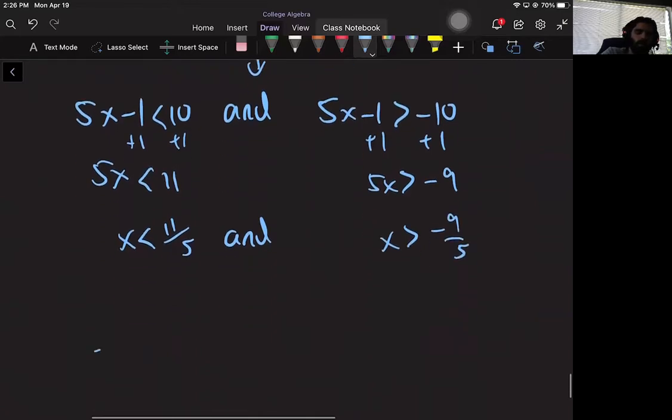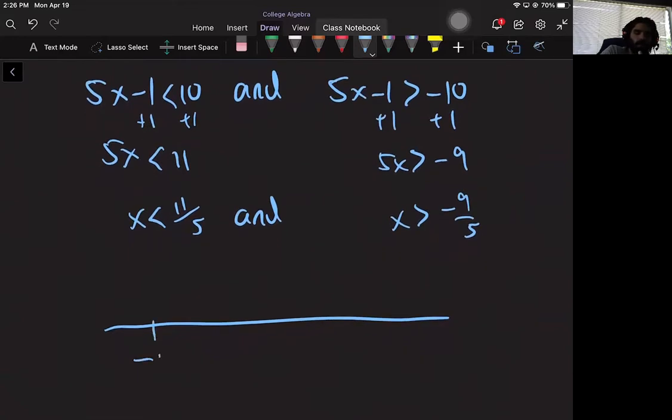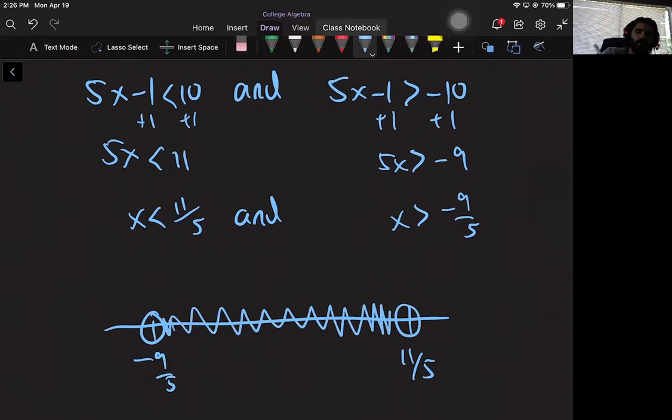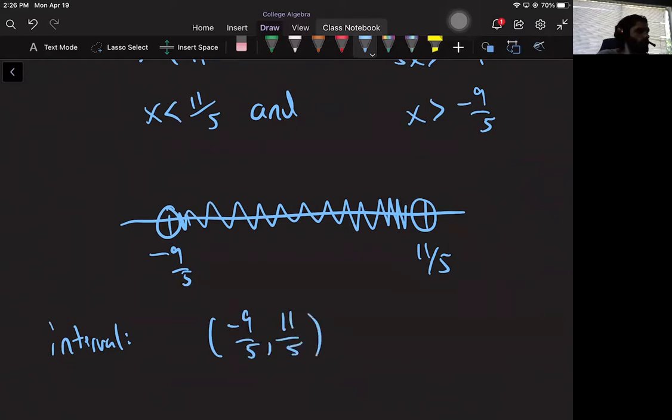So we get that x needs to be squished between these two numbers. So we have -9/5 on one side, don't include it. We have 11/5 on the other side, don't include it. And any number between them is good. And then as an interval, it's a little bit easier to see that it's from -9/5 to 11/5, and I don't include either side.